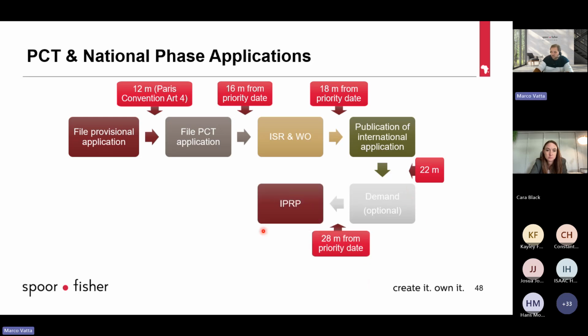And then your international preliminary report on patentability will be issued. Where no demand takes place, so no amendments have been filed, no request for further examination has been lodged by the applicant, then your ISR and written opinion is the IPRP. So these two documents are very often the same. The instance where the two documents are not is where there has been additional examination conducted on claims.